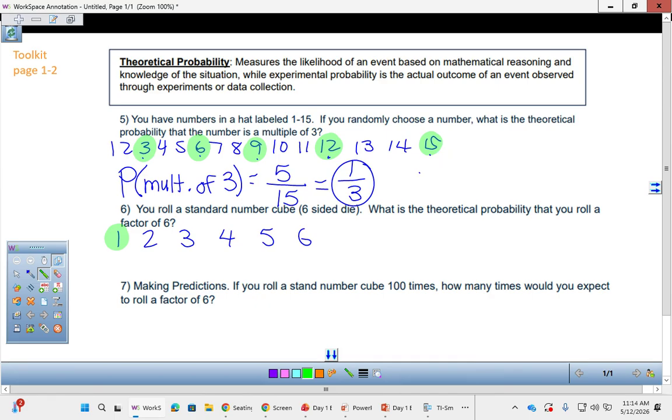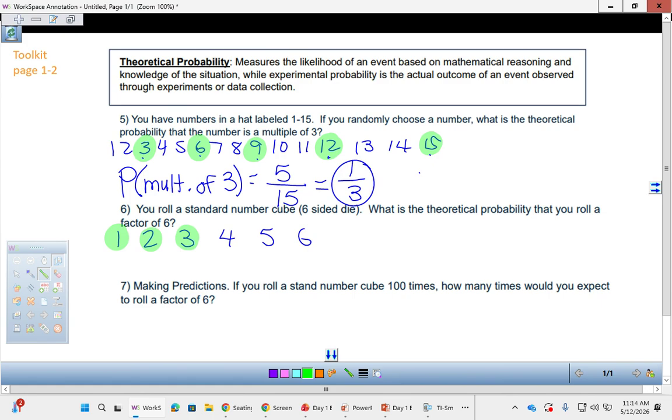Is 6 divided by 2 a whole number? Yeah. So 2 is a factor of 6. Is 6 divided by 3 a whole number? Yeah. So 3 is a factor of 6. Is 6 divided by 4 a whole number? It's not. 4 is not a factor of 6.